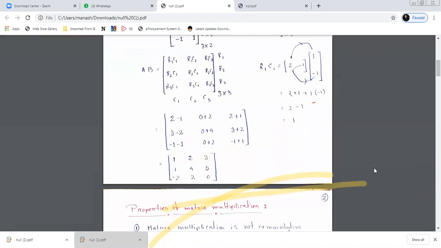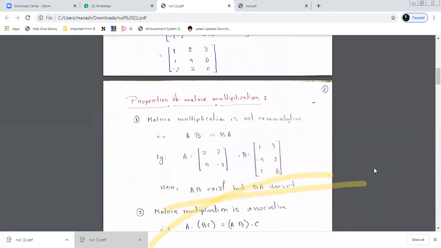Now tell me, is there any doubt in matrix multiplication? Tell me if there is any doubt, all of you? Clear to all of you? Is it or not? Sir, no doubt, sir. Yes, sir, clear. Okay.